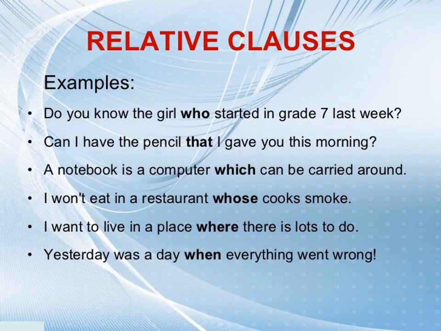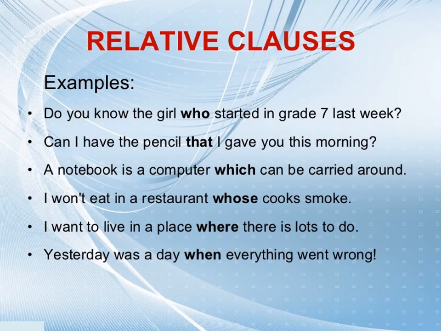Now, these are the examples that we read in the beginning. The girl who, the pencil that, a computer which, a restaurant whose cooks smoke. I want to eat in a restaurant whose cooks smoke. I want to live in a place where there is lots to do. Yesterday was a day when everything went wrong.